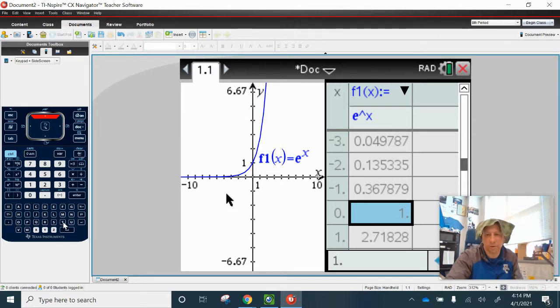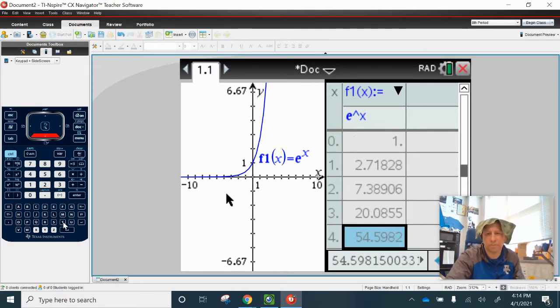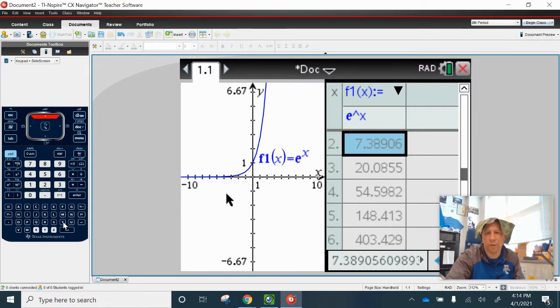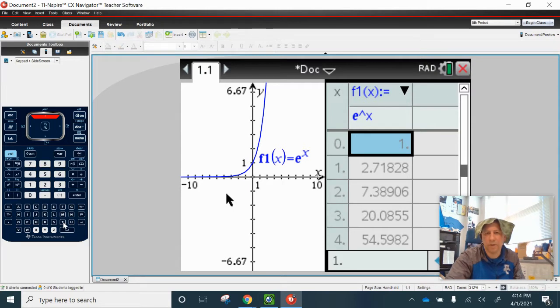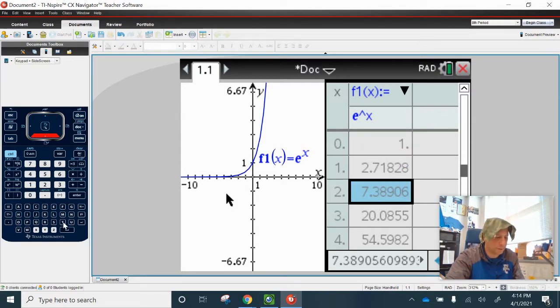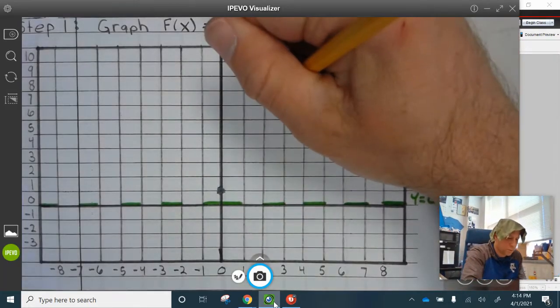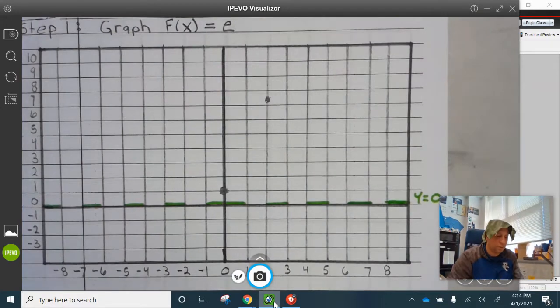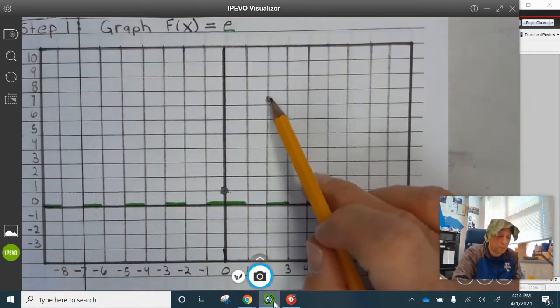Let's see if we can find any other good points. So those would get way too big. Okay, so 2, you can get to about 7.3. So we could probably use that, 2, 7.3. Okay, and then 3, 20 is way too big. So we can use 0, 1, and 2, 7.3.